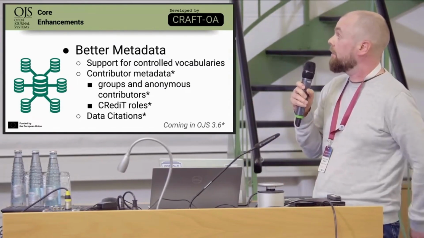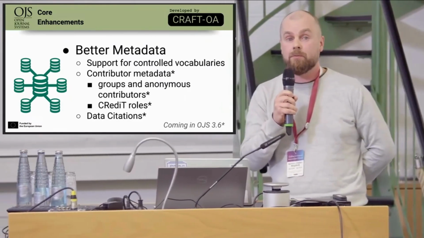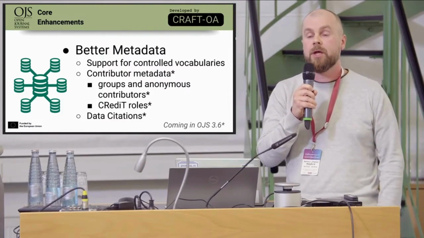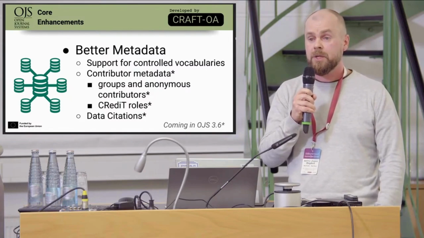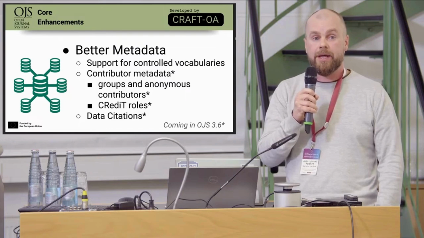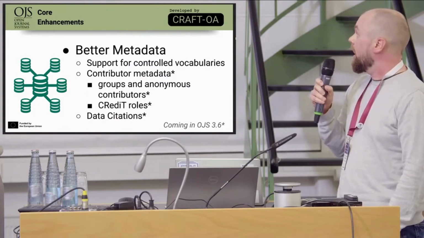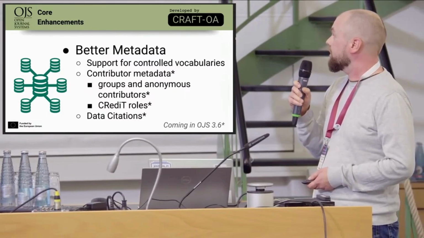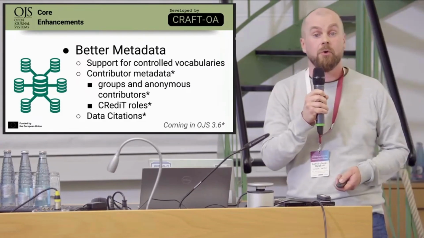And lastly, we've done work on data citations. There's actually a bigger project going on at PKP, not part of the craft-oa project, but a preparation for structured citation support. So this is in a way a subset of that work, that we also add support for data citations in craft-oa. As you can see, the ones with the star are the features that are available in 3.6, and the rest of them are actually already available if you install OJS 3.5.